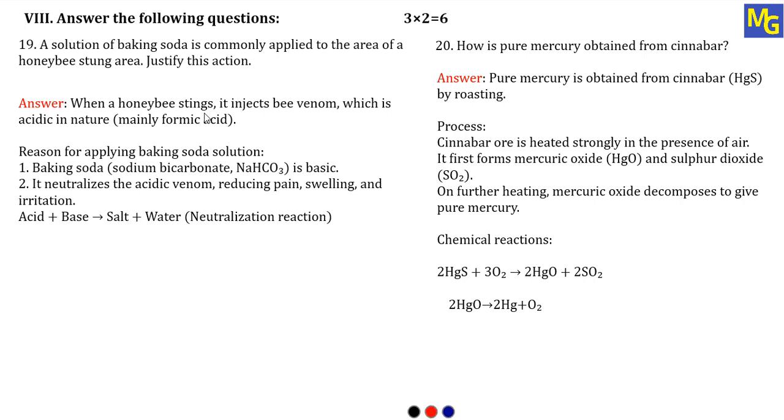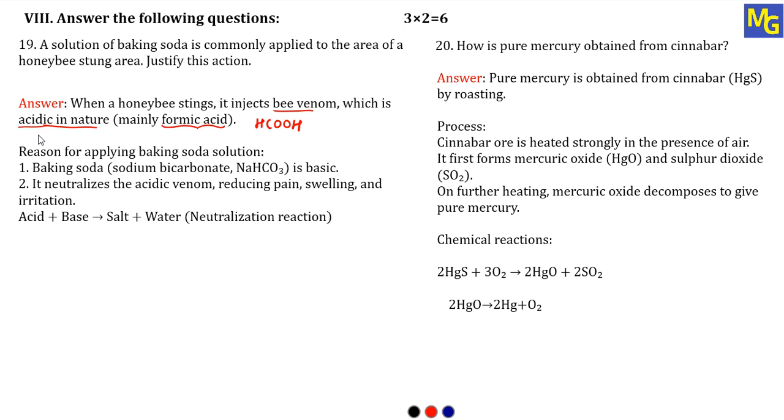when a honeybee stings, it injects bee venom. So whenever a honeybee stings, it will inject bee venom, which is acidic in nature. So whatever venom we are going to get due to this honeybee sting, that will be acidic in nature. Mainly it is formic acid. What is formic acid? HCOOH. This is the molecular formula of formic acid. So whatever venom will be injected through this honeybee sting, that is formic acid. So it is acidic in nature.